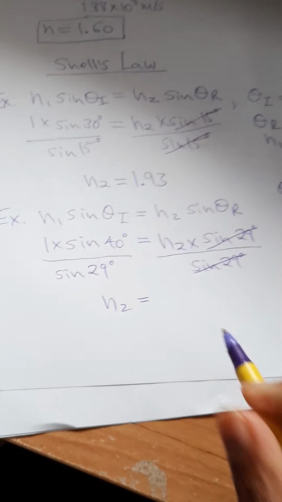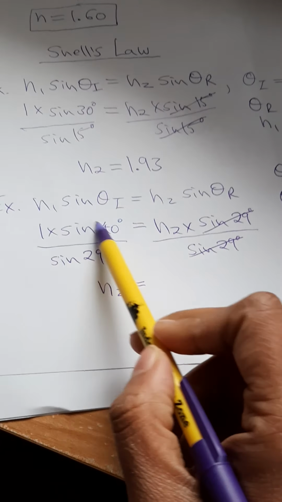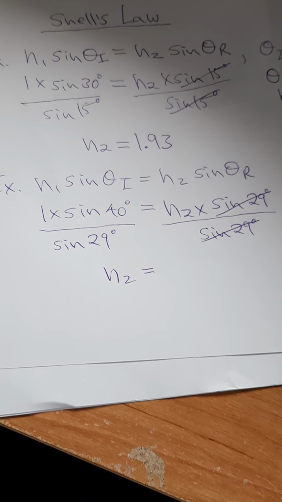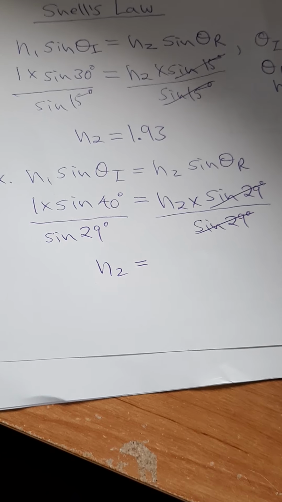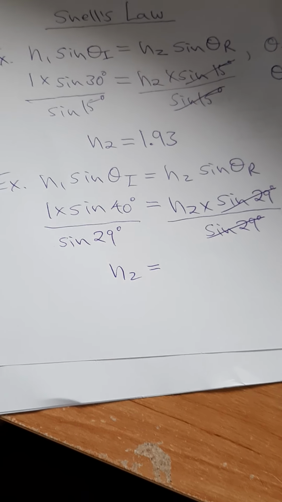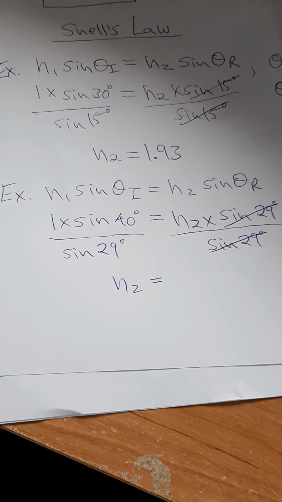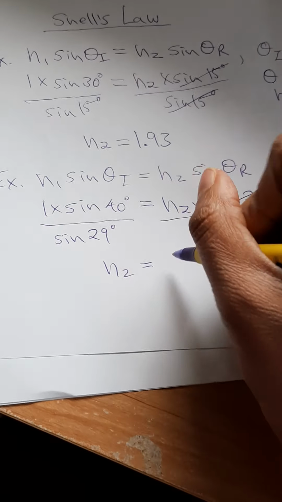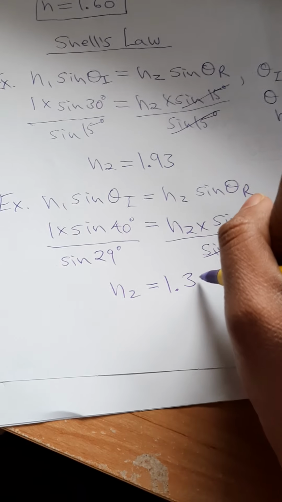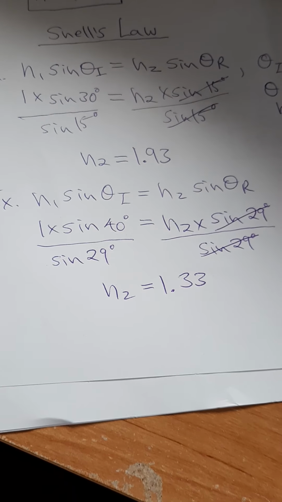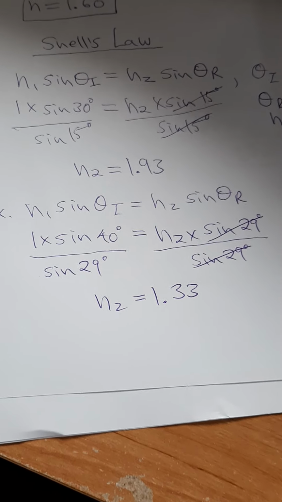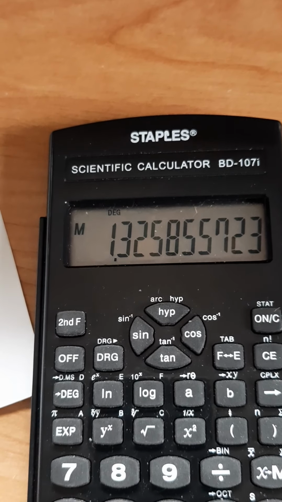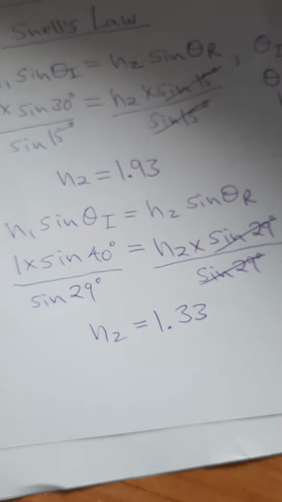What I'm putting into my calculator is just this whole fraction: 1 times sine 40, divided by sine 29. Because this is the index of refraction, I'm rounding to 2 decimal places. I'm getting 1.33. My exact value on my calculator is 1.325, and I'm rounding it to 1.33.